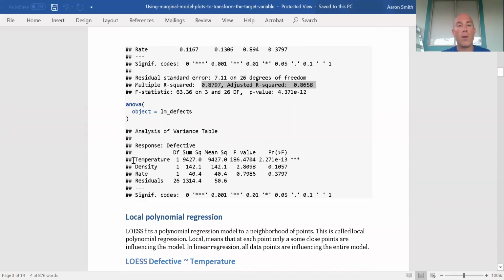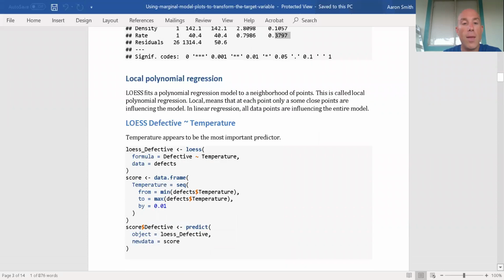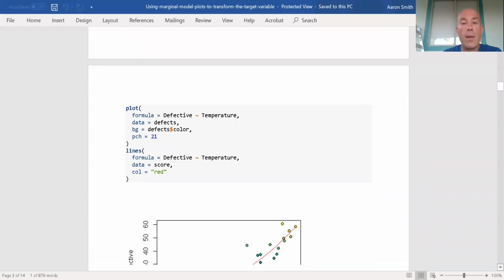And so here, now this says that adding temperature is a statistically significant improvement over the mean model. Adding density to the temperature model really is not statistically significant at the 0.05 level. And then adding rate to the temperature and density model is not statistically significant by a substantial margin. Okay, so now let's go ahead and do a lowess model.